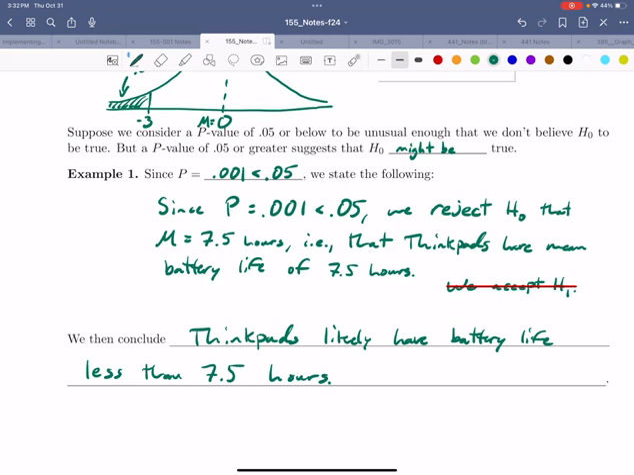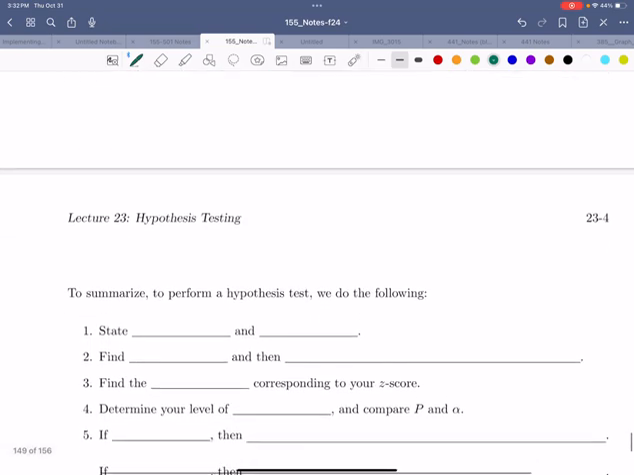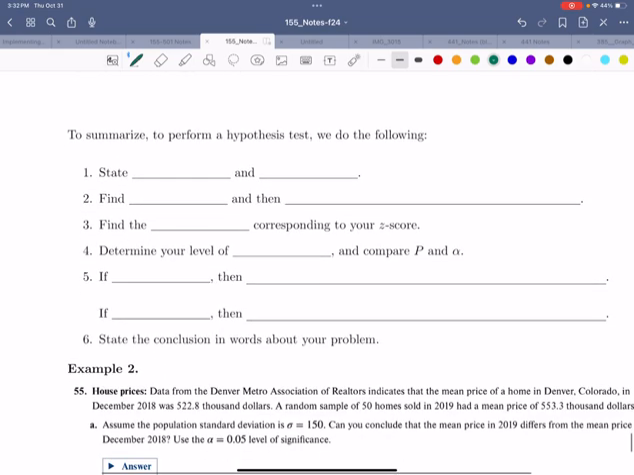It's sort of like guilty, not guilty kind of thing, right? We never say innocent, right? We just say we reject H naught, or we fail to reject H naught. We reject the null hypothesis or we fail to reject the null hypothesis. Okay? So anyway, that was a long and drawn out example.